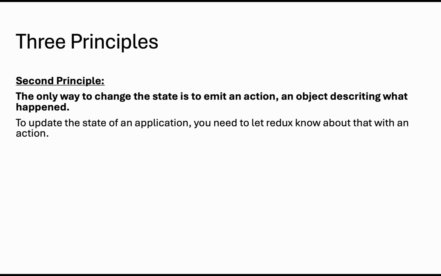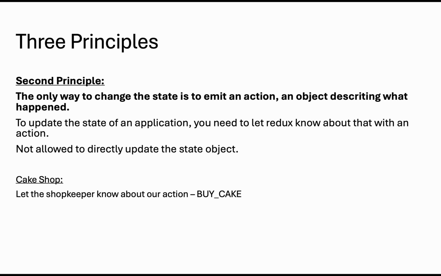In our cake case, we are going to reduce the cakes by one each time, and we will tell that with the help of an action. The second principle is to pass an action, or to dispatch an action, and let the shopkeeper of the cake shop know about the action. For example, in our case, it's buy a cake. Whenever someone buys a cake, I have to reduce the number of cakes. How can we reduce the number of cakes? Let's see in the next slide.